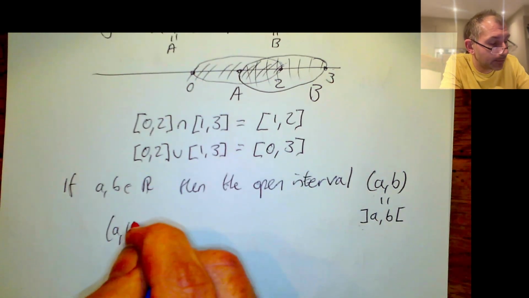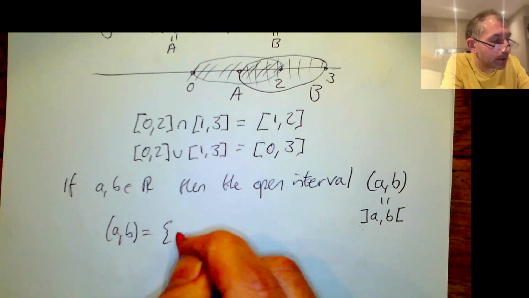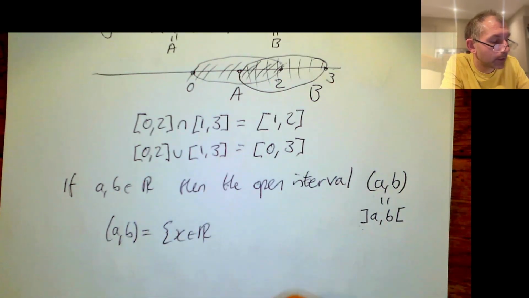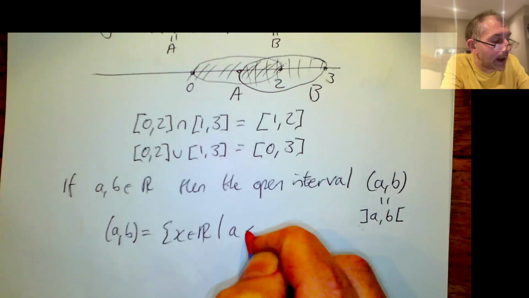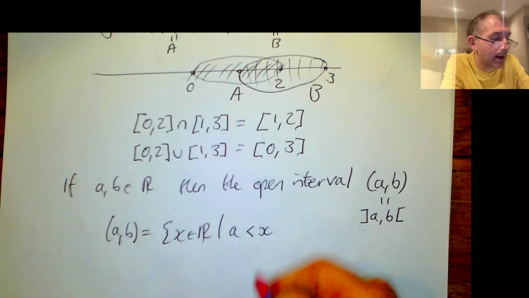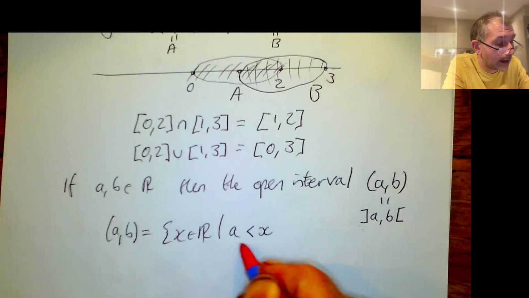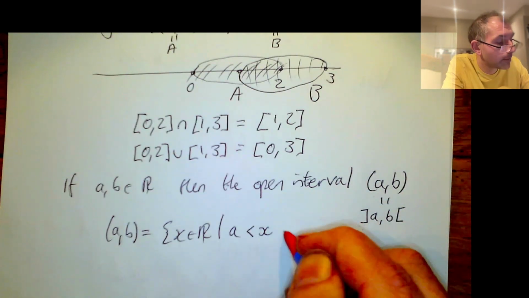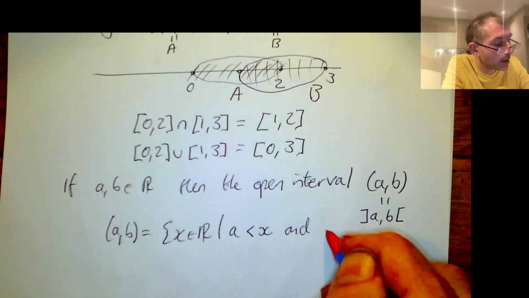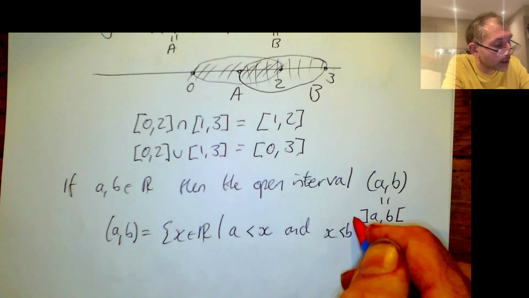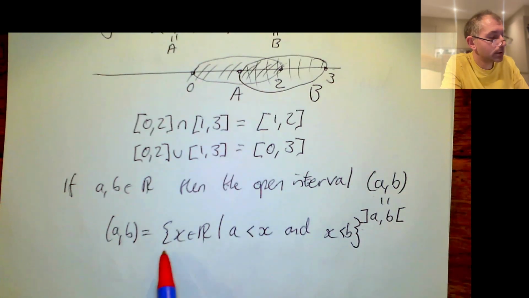So (a, b) is going to be the stuff in the real numbers such that a is less than x, but not including the equals. So it has to be strictly bigger than a, and x is strictly less than b. So that is my open interval.